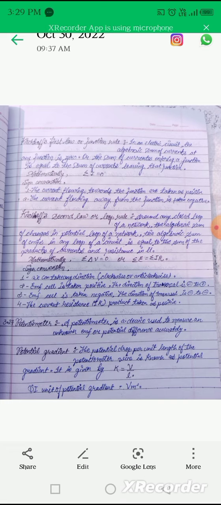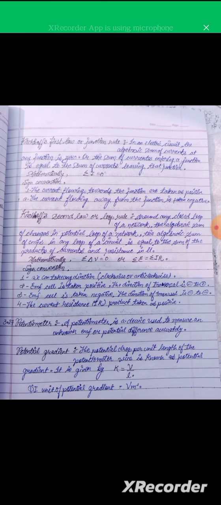Kirchhoff's second law, or loop rule. Around any closed loop of a network, the algebraic sum of changes in potential is zero. The algebraic sum of EMF in any loop of a circuit is equal to the sum of the product of current and resistance in it. Mathematically, summation ΔV equal to 0, or summation E equal to summation IR.